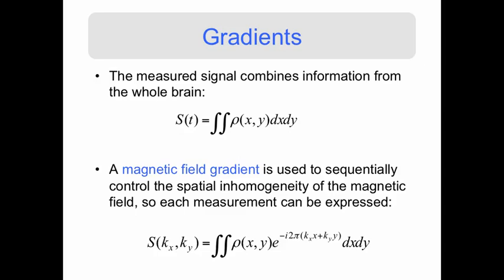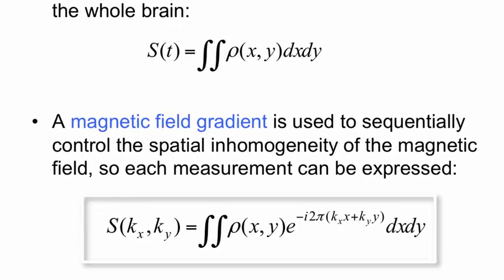So what happens next is we use something called the magnetic field gradient, and that's used to sequentially control the spatial inhomogeneity of the magnetic field so that each measurement can be expressed as follows. So basically what we do here is we put a spatially dependent weight on each rho value, which depends on its spatial location x and y, but also on two other parameters, kx and ky, which we can control. So what we get here is a measurement s(kx, ky), which is a weighted sum over the proton density, so to speak.